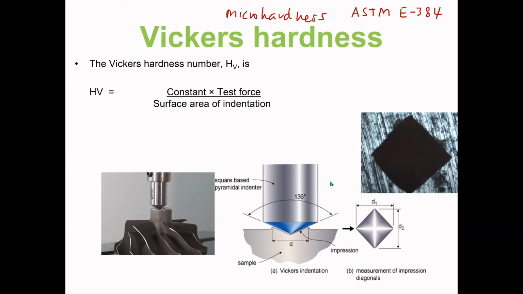It is very useful for testing many types of materials, but the samples must be highly polished to enable measuring the size of the impression or indentation. A square based pyramid shaped diamond is used for testing in the Vickers scale. Typically, loads are very light, ranging from 10 gram to 1 kilogram force, although micro Vickers loads can range up to 30 kilogram or more.